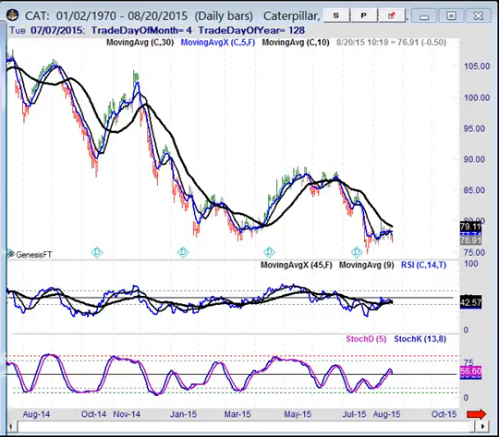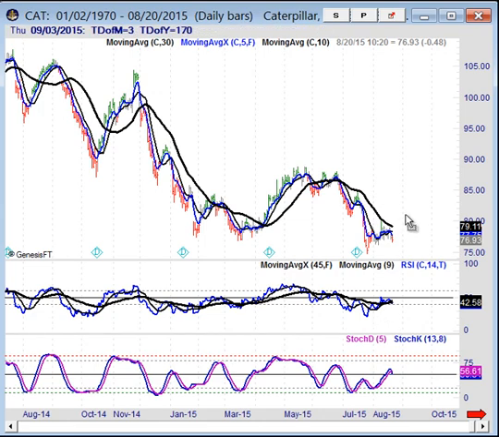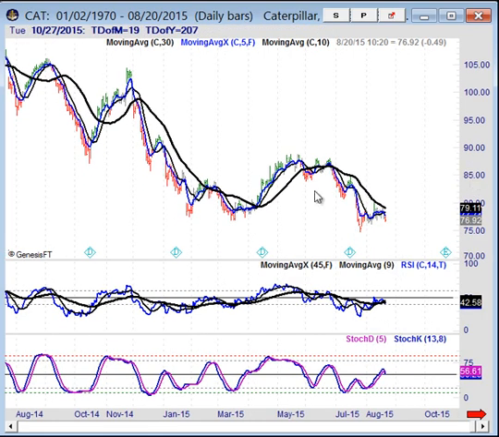Then we can look at another price chart of Caterpillar utilizing the RSI and the stochastic. Again, the same thing. I like to see RSI move up into, say, the 50-60 handle. That tends to correspond nicely with counter trend moves in price. So we can now utilize RSI to confirm the presence of a counter trend price move.